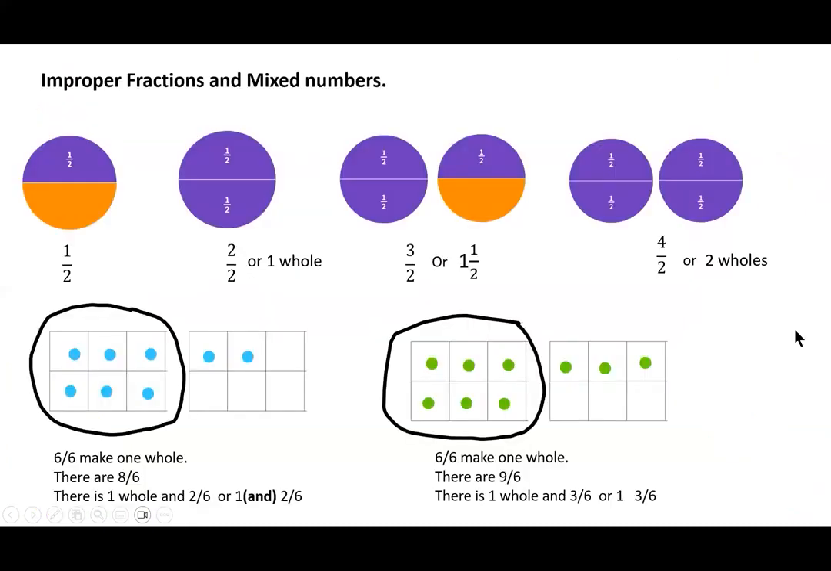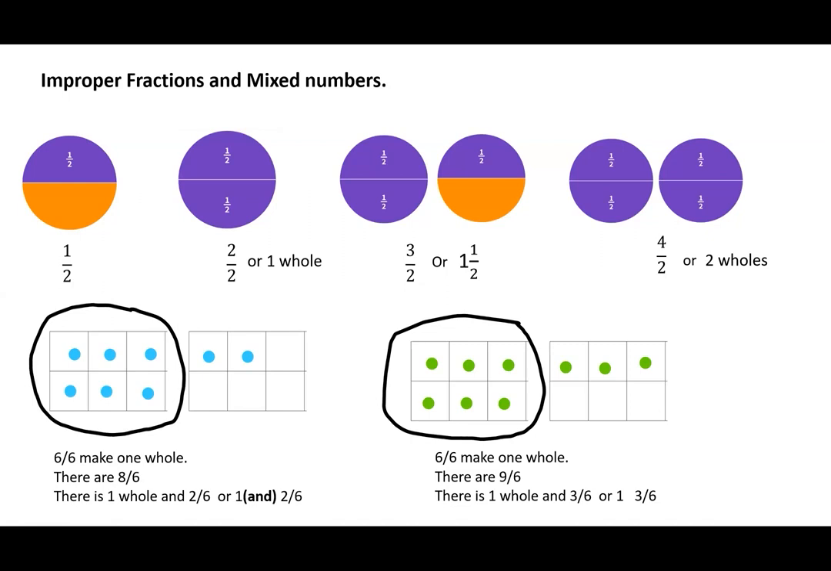So here's where I'm circling. Here are improper fractions and mixed numbers. So there you see 1/2. This is very simple, but it gets the point across. We have 1/2, then we have 2 halves or 1 whole, then we have 3 halves, or 1 whole and 1/2, or 1 and 1/2. And then we have 4 halves or 2 wholes, and you can just keep going.